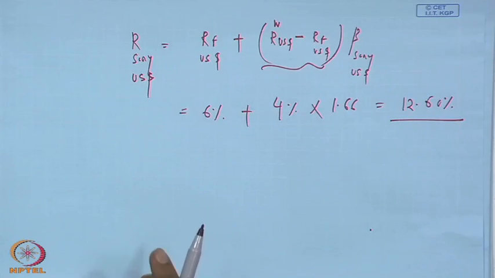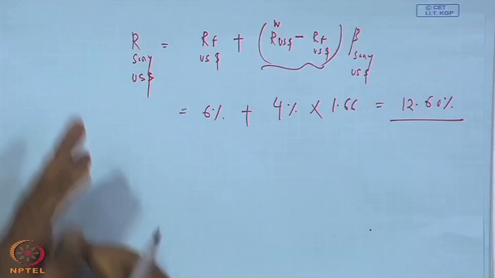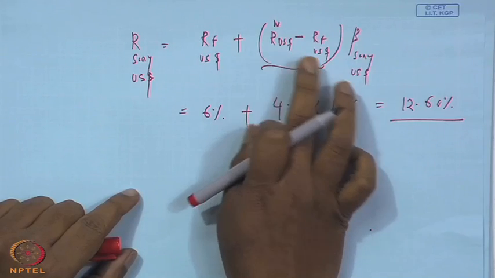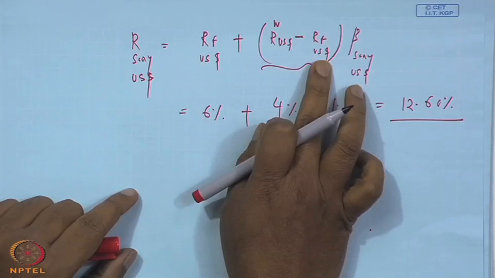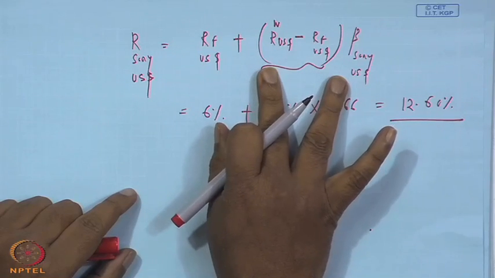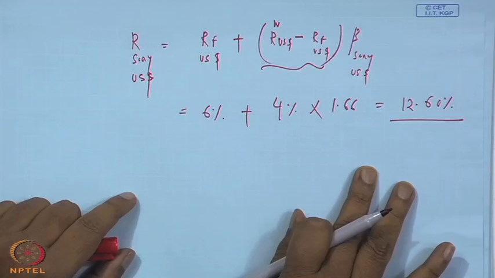What does it mean here? Sony is listed in a different market, and we are estimating the cost of equity of Sony in US dollar, which is 12.6%. The global risk premium is given to us, that is the US dollar market return minus the US risk free return. For that reason, we are in a position to estimate it.